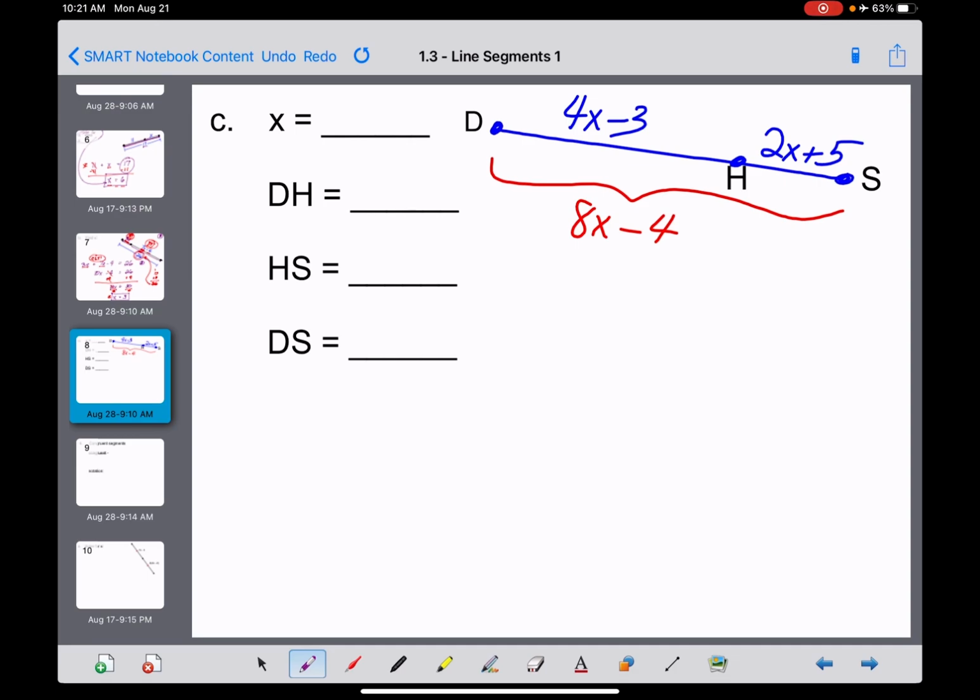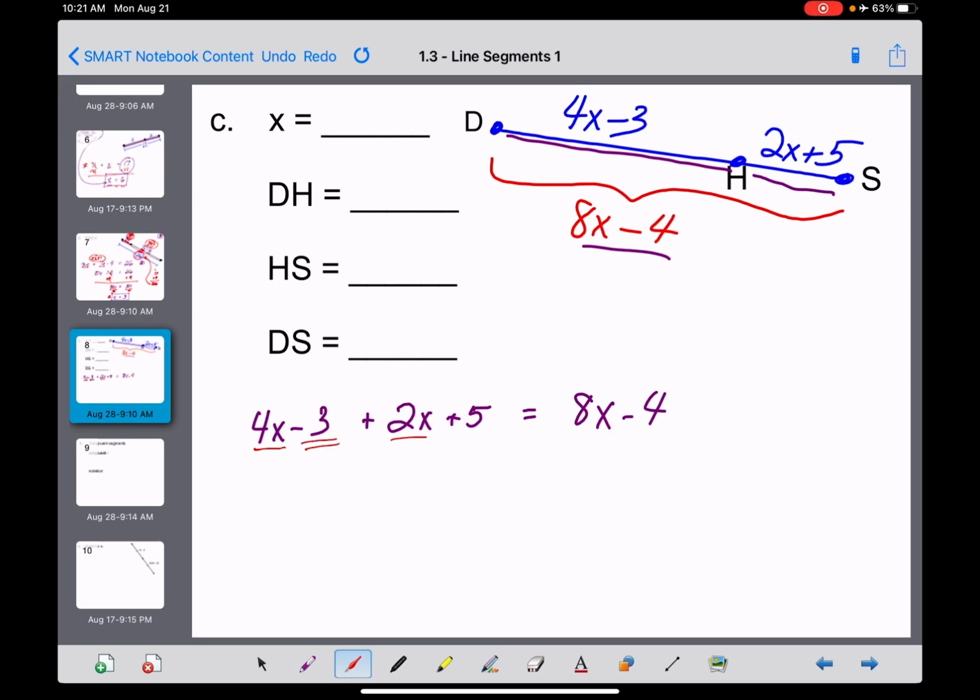Let's do it again. So our first little segment, DH, right here, is 4x minus 3. We'll add to that our second little segment, HS, which is 2x plus 5, and that has to equal the measure of the big segment right here, which is 8x minus 4. Now, once again, we've got like terms to combine. 4x and 2x on the left, but also constants. Remember, that's a negative 3 and a positive 5 there on the left. So 4x and 2x combine to make a 6x. Negative 3 plus 5 make a positive 2, and that equals 8x minus 4.